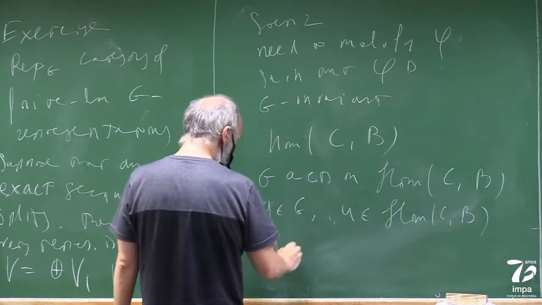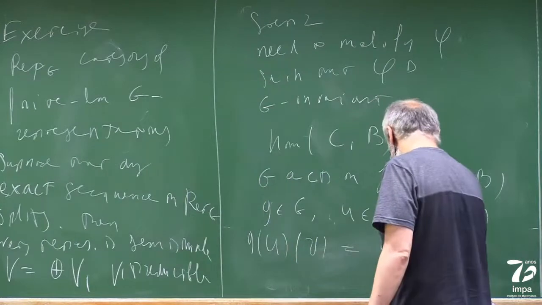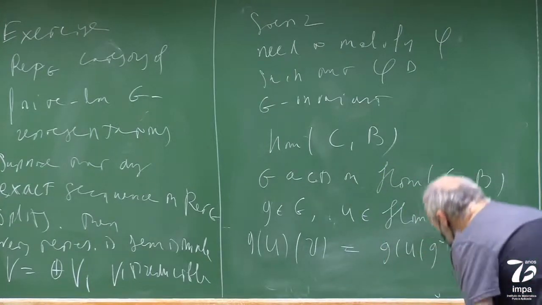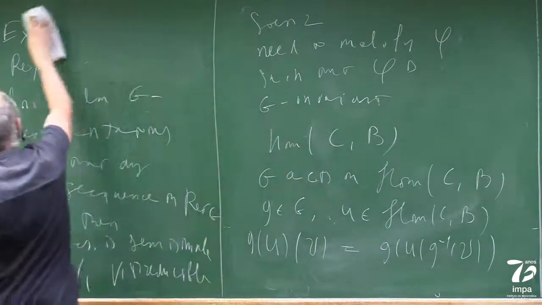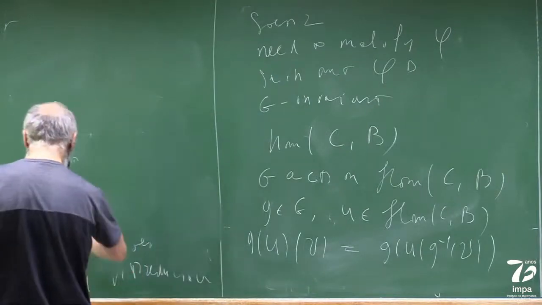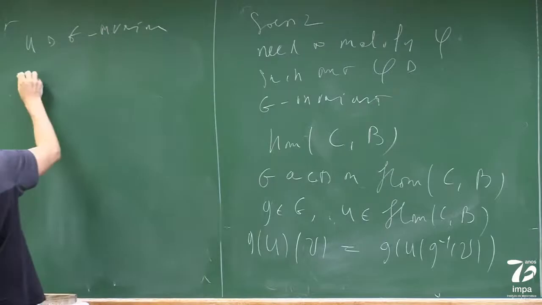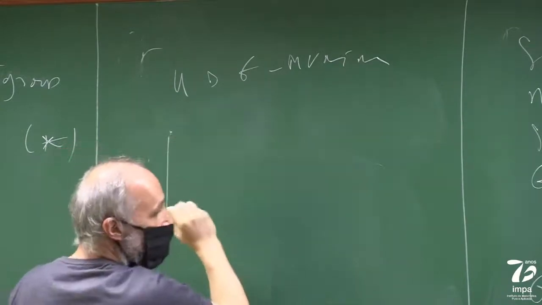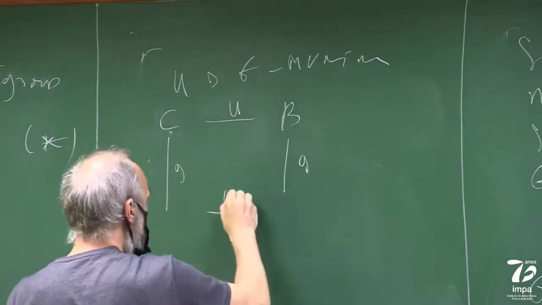Then U goes to g of U, which takes a vector v and puts it to g of U of g minus 1 of v. This action, so this is, yeah, from this picture it is clear, it's a standard commutative diagram, it's clear that U is G invariant. This happens if you start with, so you have your, say, C, B, this is U, this is g, this is g, this is U again.